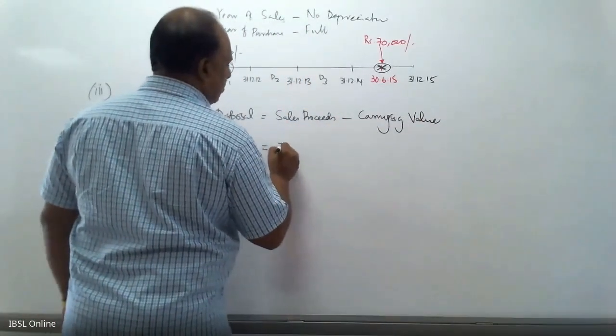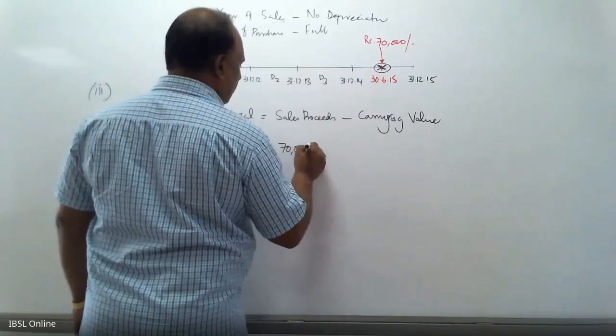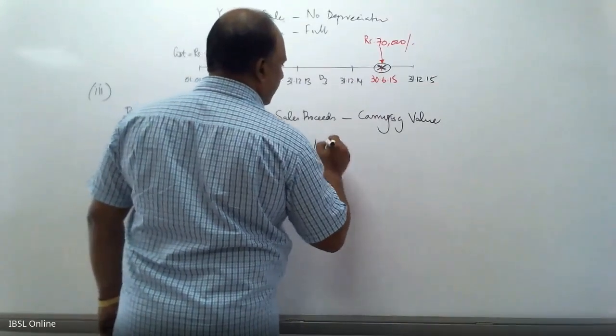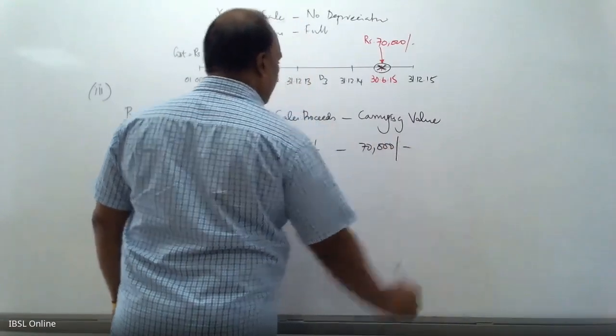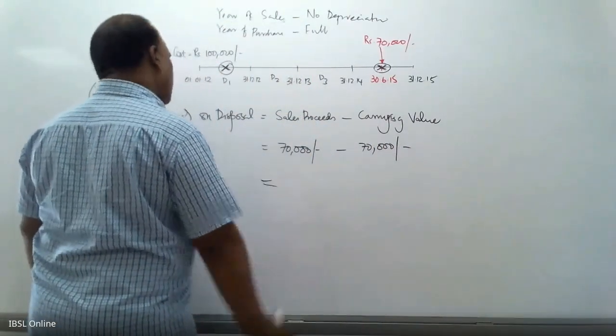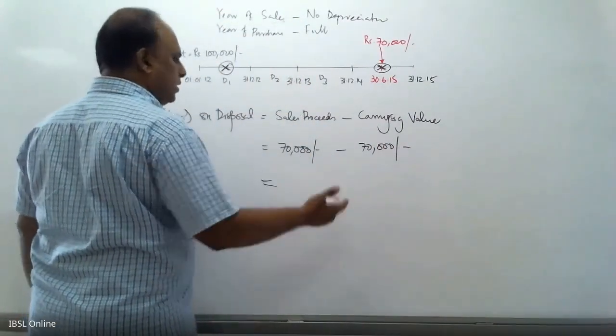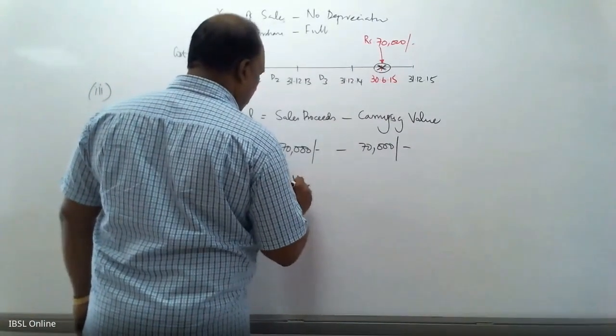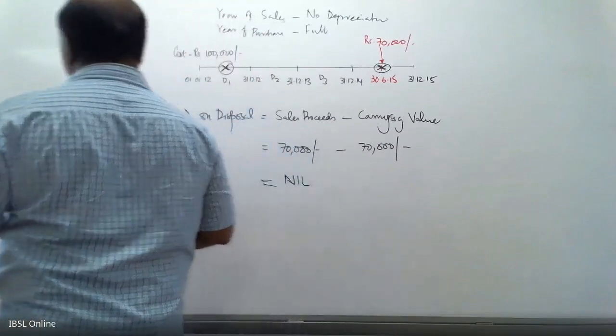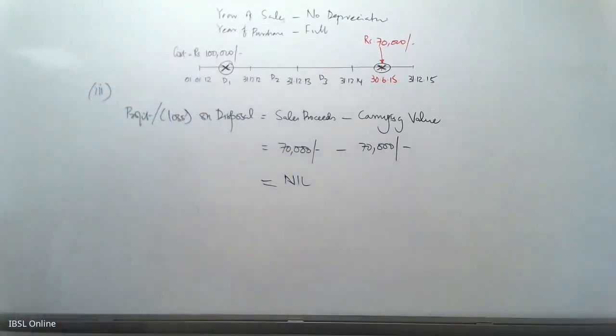So sales proceeds is 70,000 minus your carrying value, which is also 70,000, what you have calculated. So which means your profit on disposal is actually 0. We don't say 0, it will be nil. Okay, no loss, no profit.